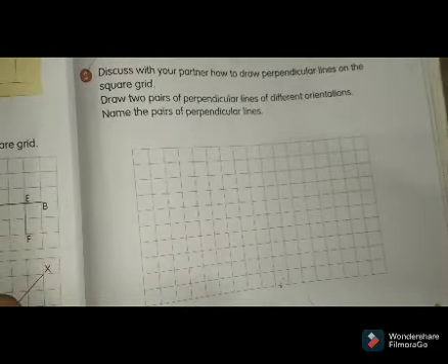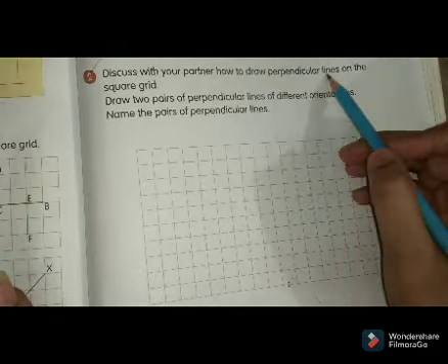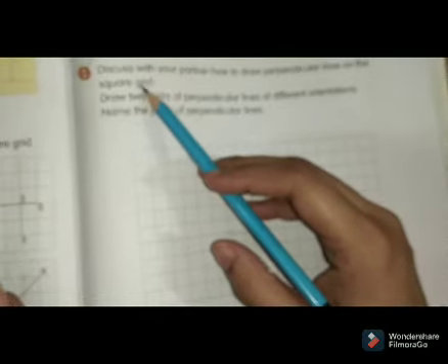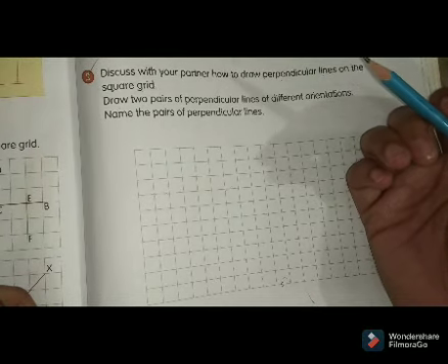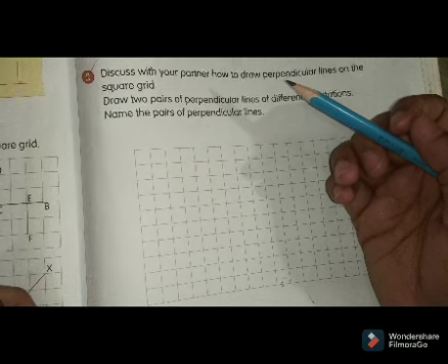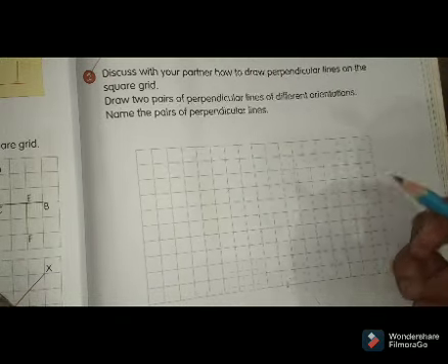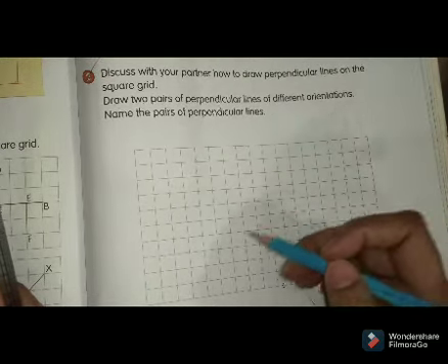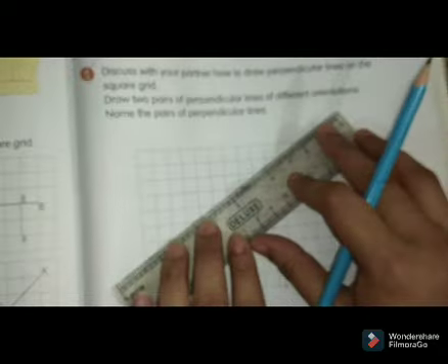Now your exercise 2 is: discuss with your partner how to draw perpendicular lines on the square grid. Your classmates are not with you right now, so you have to do it by yourself. So do it with me. Draw two pairs of perpendicular lines of different orientation. We have to draw two different pairs of lines on a square grid and also name those pairs. Okay, so I am going to draw that.